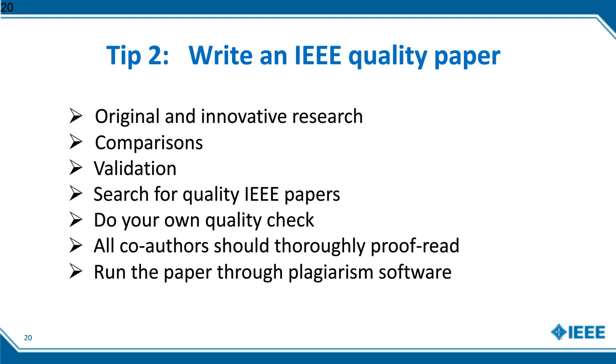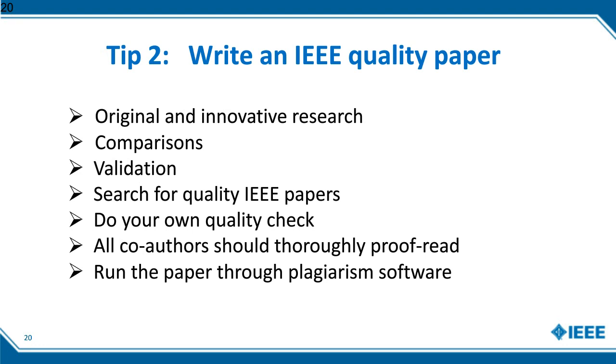The other tip, tip 2, is to write a quality paper to start with. So you need to have original and innovative research. As with all IEEE papers, we need to see comparisons to show that what you have produced is actually better than something before. It's actually gone up a level. Experimental validation is always highly valued in all IEEE transactions, and it's the same here. Make sure you've got these sort of elements to pass as a quality paper.